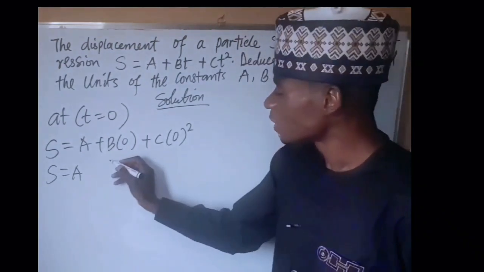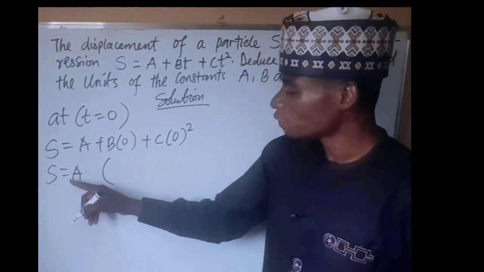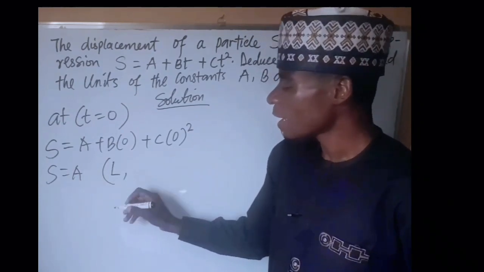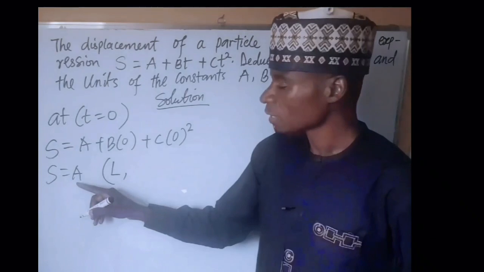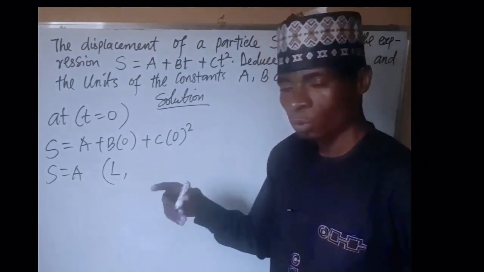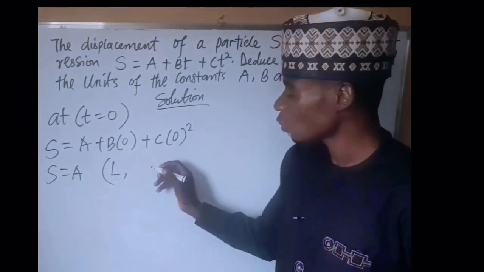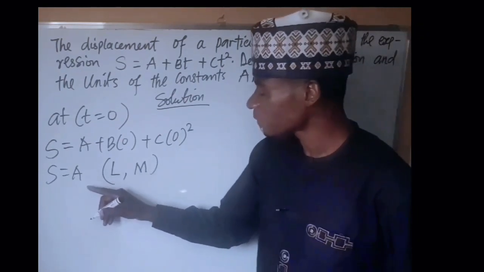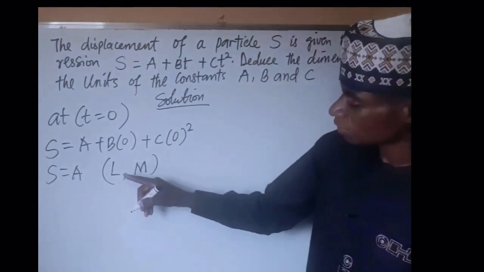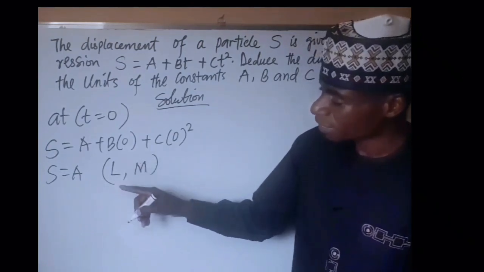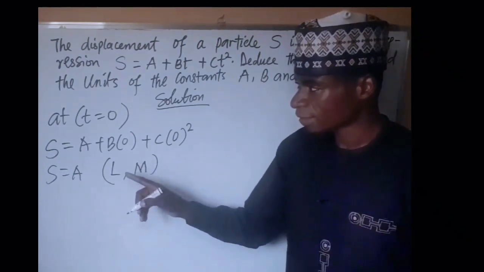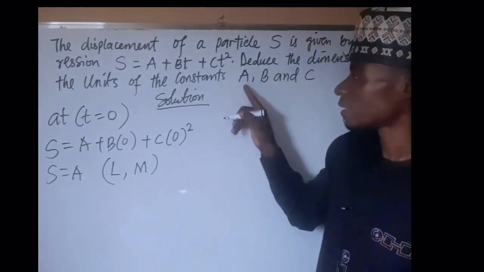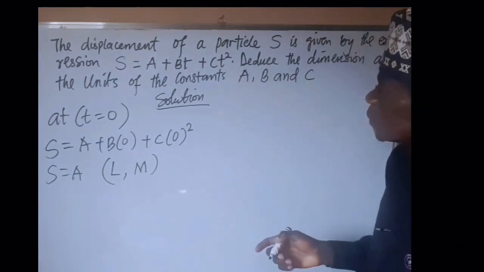So hence we say the dimension of displacement is capital L, and the unit of displacement is meter. Hence we say the unit of the constant A is meter, while the dimension is L. And that answers the first question, the constant A. So let's move to the second one.